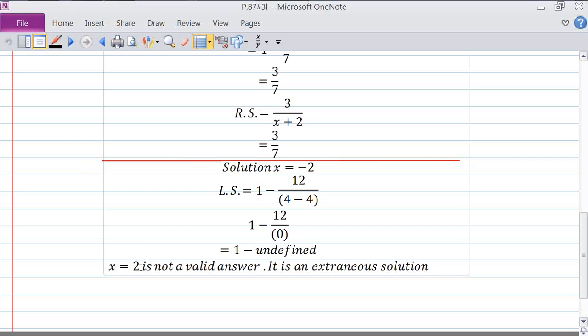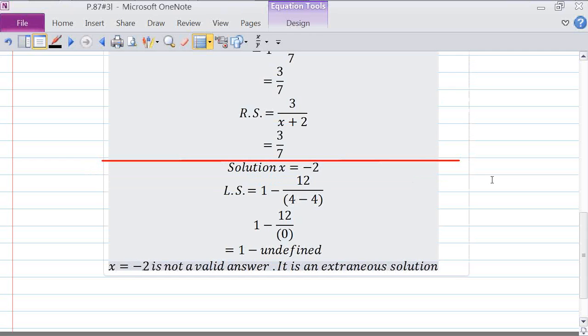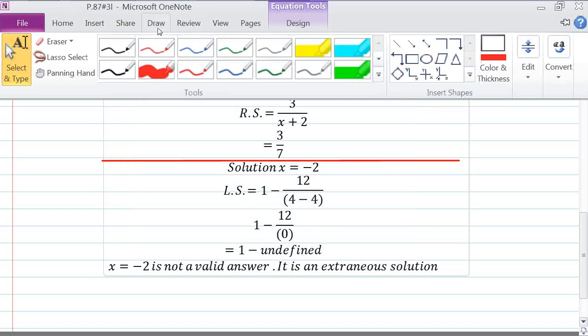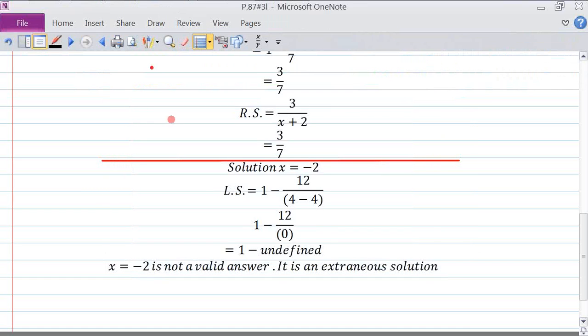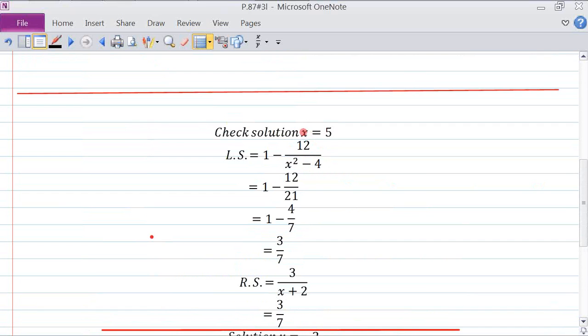So we say that x equal, now this should be, excuse me, let me just change this. This should be minus 2 here. Minus 2 is not a valid answer. It is what we call an extraneous solution. So we go to the next page. So there's only one solution here, and the solution is x equals 5.